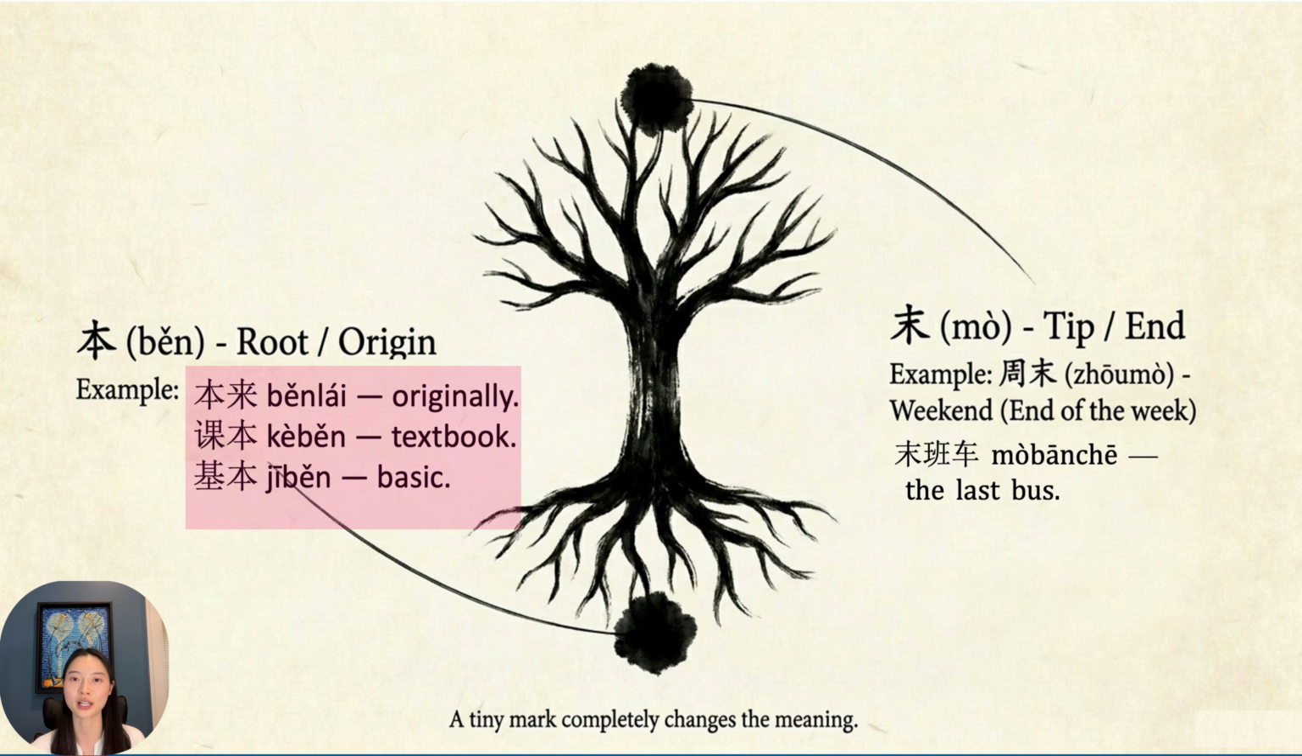本 is used in words like 本来, originally, 课本, textbook, the foundation of a course, 基本, basic, fundamental. Next one is 末, the perfect pair to 本. 末 means tip, end, or the last part. Same character 木, but this time the mark is added at the top, pointing at the tip of the branches. In the modern character, it's that long horizontal stroke across the top. 周末, weekend, the end of the week. 末尾, very end. 末班车, the last bus or train.